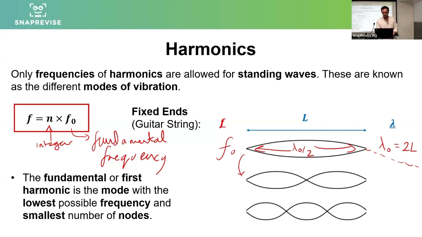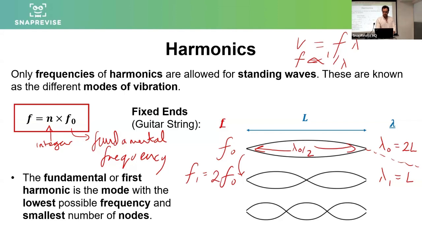Moving on to our next harmonic, we've got a full wavelength here equal to L. So λ1 is equal to L. The velocity of all these waves traveling on the string is the same, same string, same medium, so you would expect the velocity to be the same. If the velocity is fixed, then f is just inversely proportional to the wavelength. So the wavelength is halving, therefore the frequency is doubling.